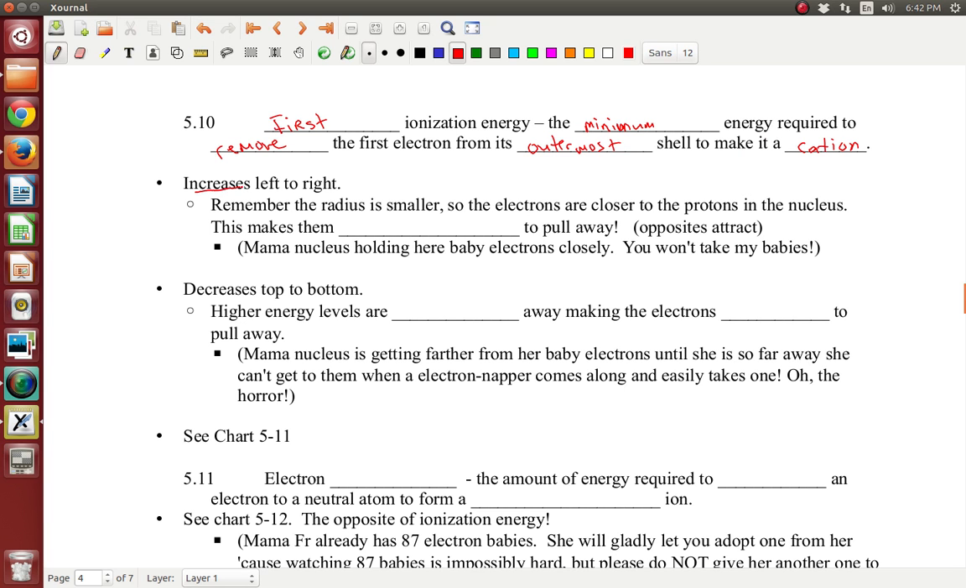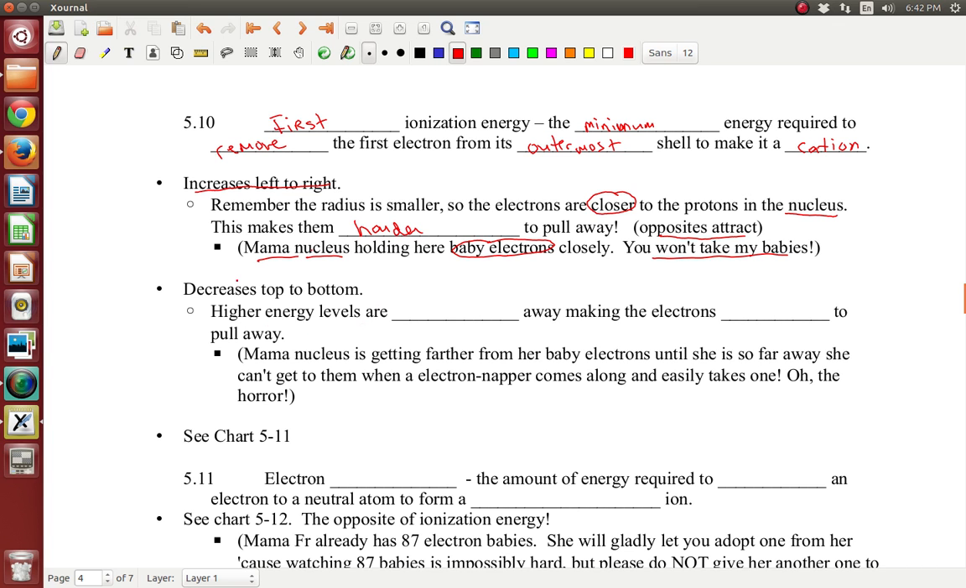This increases from left to right. Okay? Remember, the radius is smaller, so the electrons are closer to the protons in the nucleus. And this makes them harder to pull away because the attraction between the positive and the negative is bigger because they're closer together. And I think of the nucleus as the mama. So mama nucleus and her babies are the electrons. And the closer the babies are to the nucleus, the harder it is to take them. You won't take her babies if they're close.